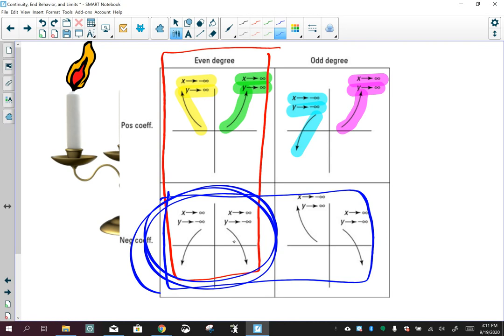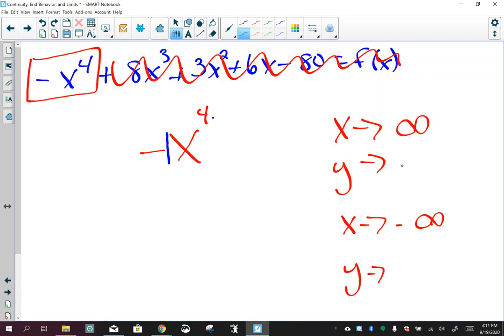So my graph is going to look something like this. As my x gets bigger, my y goes to negative infinity. As my x gets smaller, my y goes to negative infinity. So my answer here is negative infinity and negative infinity.